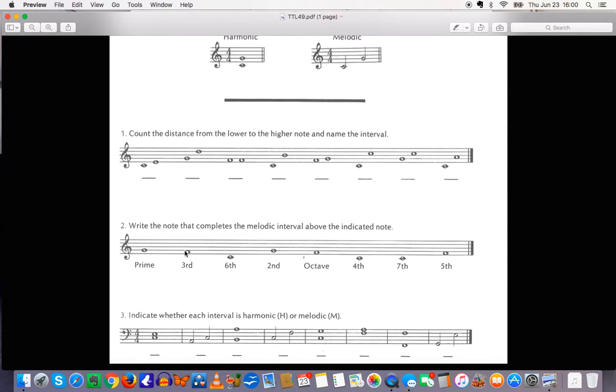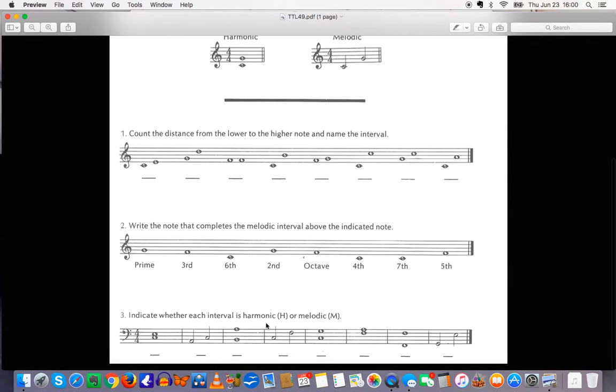Now with the third, we're going to count this as 1 because they want you to write the interval above the given note. So we have F, G, A. 1, 2, 3. That is going to be a third. So write a note head on the space for A there. Go ahead and complete the rest there.